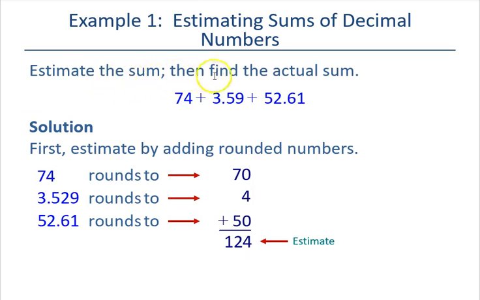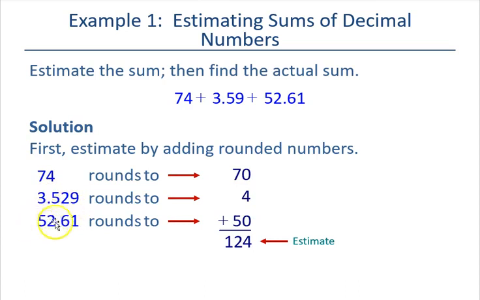We've got estimate the sum, then find the actual sum. First, estimate by adding the rounded numbers. Okay, 74, notice we're going to come in here, we look at the 7, look one over. Okay, it rounds down. The rules here are still the same. If they don't tell me what to do, I'm going to still go to this leftmost number here. Leftmost number here is a 3. I go over, that's got a 5 or greater. That means it's going to go up, so this goes up to a 4.